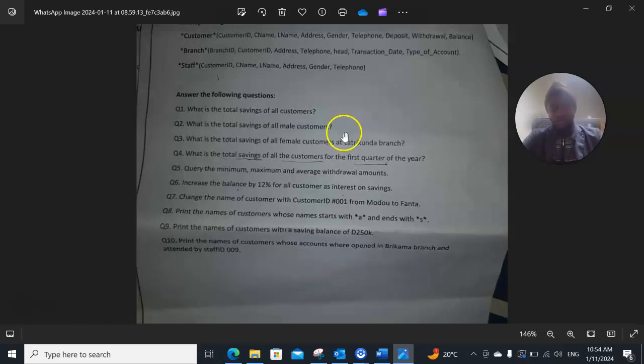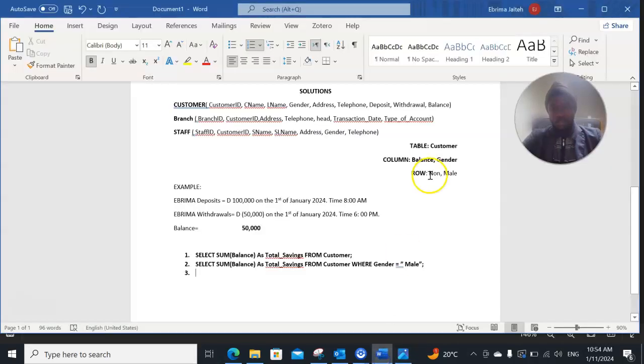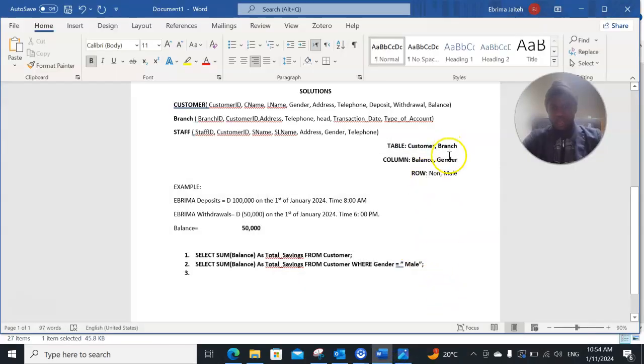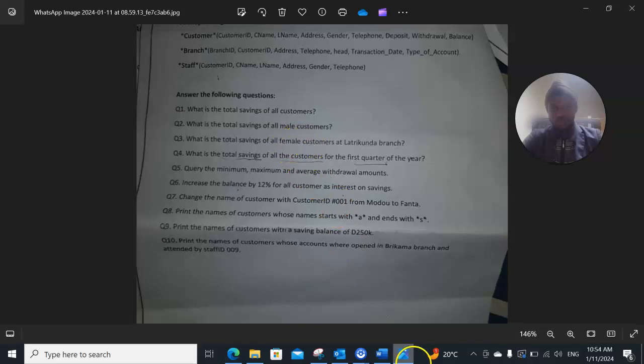Okay, now let's look at these conditions here. Here we have customer already, we also have branch because we are dealing with two tables in this question. Now let's look at the columns that we need under the customer. What is the total savings? We need the balance. And do we need gender under the customer? Yes, because this is the female customer, so we need gender.